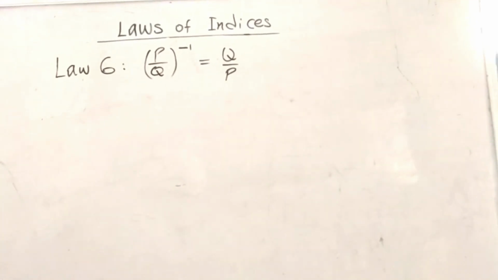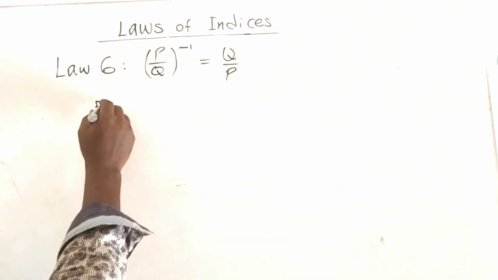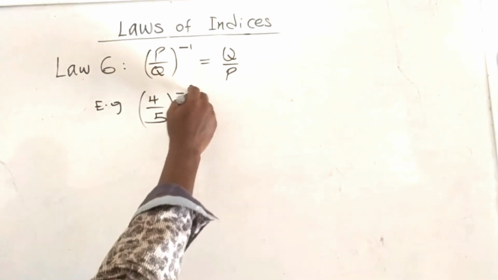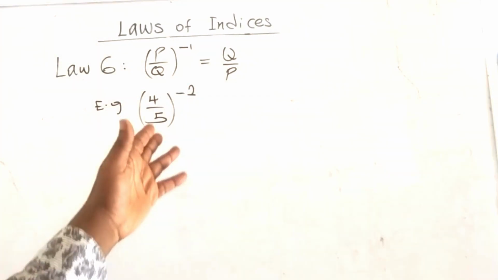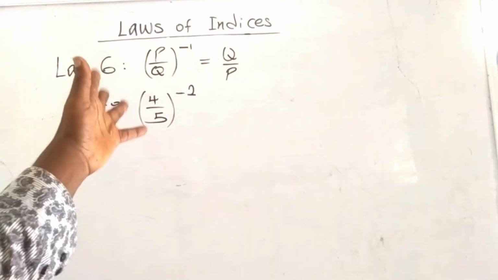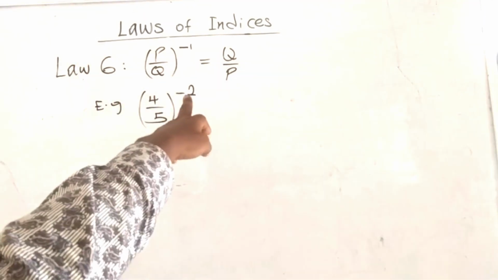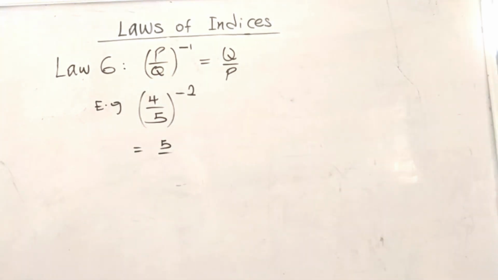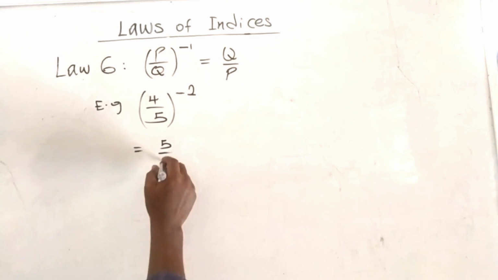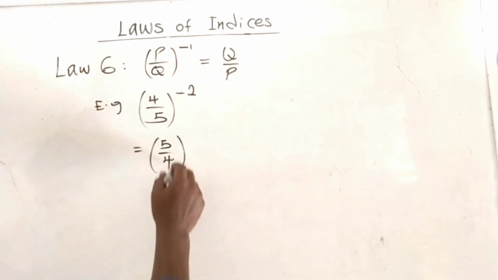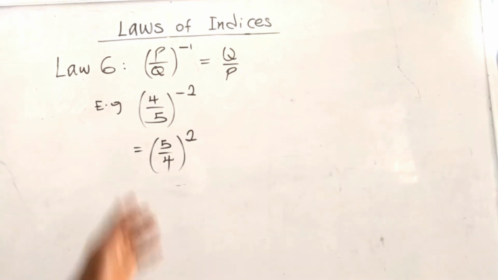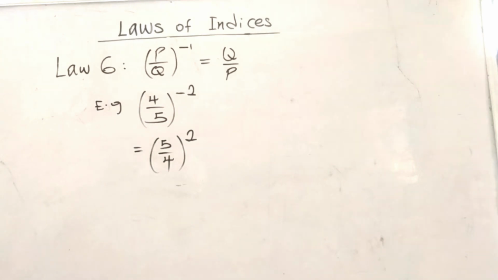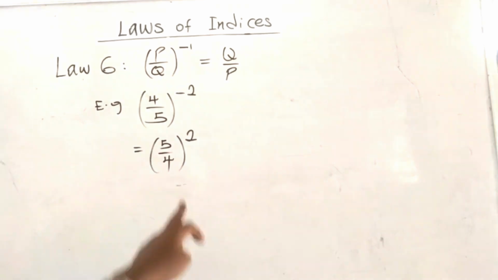For example, 4 over 5 raised to the power minus 2. Let's roll the fraction. That's how we simplify it. Roll the fraction, and the power will change to positive 2. As you can see, when the fraction is rolled, the negative power changes to positive power. The square of 5 gives us 25, and the square of 4 gives us 16.